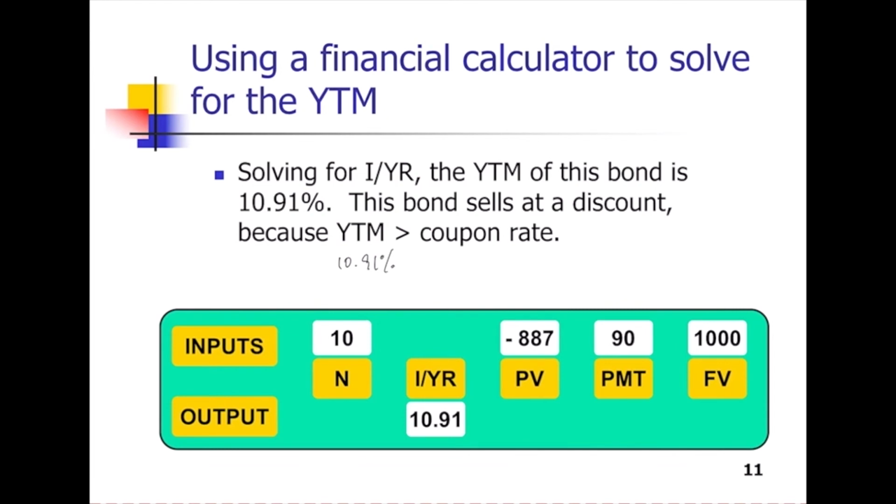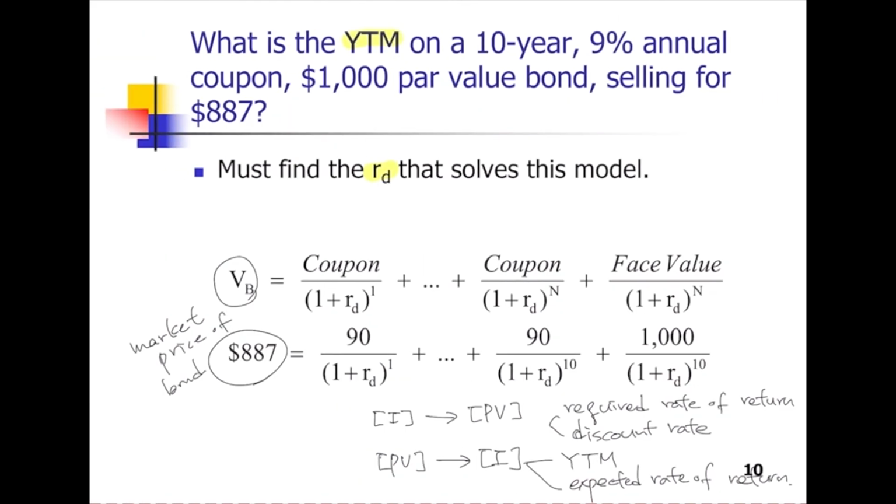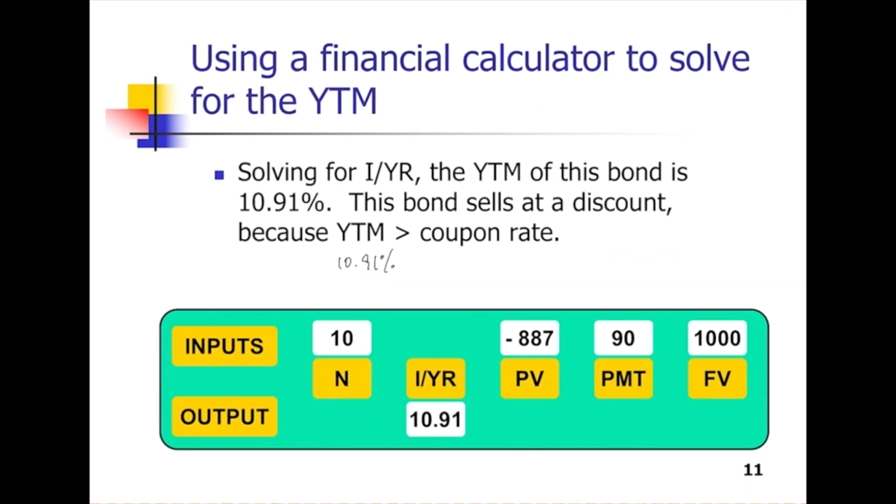But how about the coupon rate? The coupon rate is here, right? 9%. So we can say yield to maturity is higher than the coupon rate. This bond sells at a discount. So it is a discount bond.